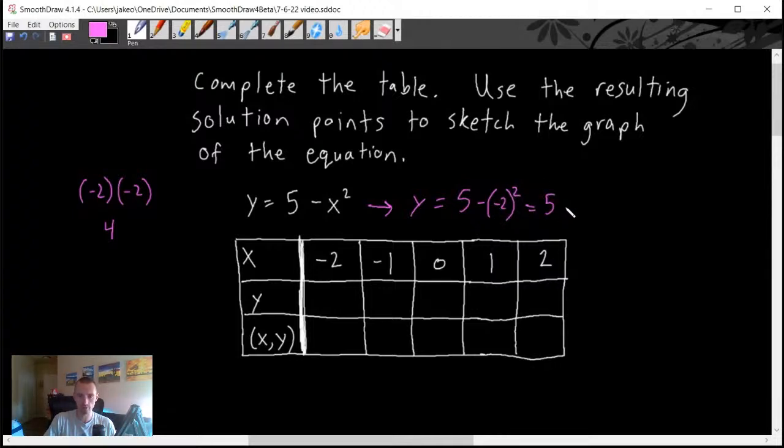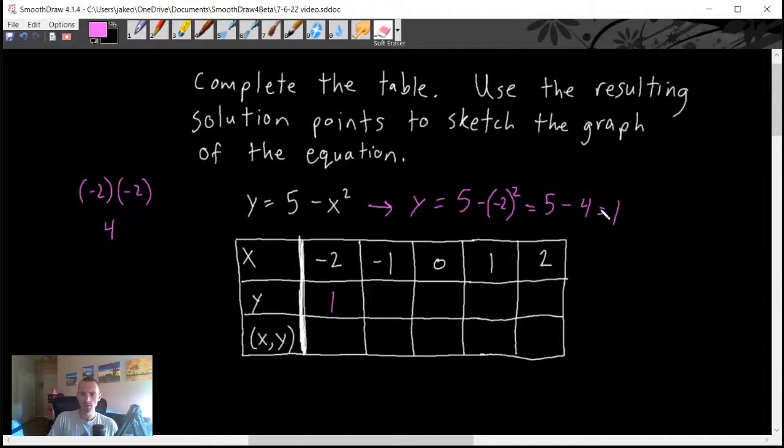So we're going to have 5 minus 4, because we still had this negative sign outside of the parentheses, and the squared canceled the negative sign inside the parentheses. So we have 5 minus 4, which is 1. So our y value that corresponds with x equals -2 is 1.